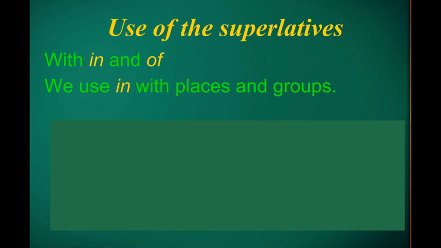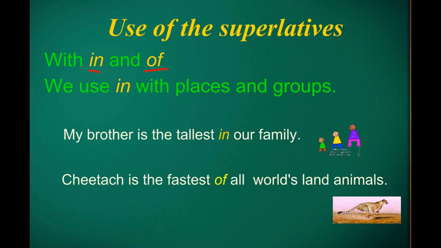Now, how to use the superlatives. Usually we use them with the words "in" and "of". And don't forget, "in" we use when we have places and groups. The examples. My brother is the tallest in our family. So here we have the superlative degree of the word tall, the tallest, and we have the preposition "in" because our family is a group. And another example. Cheetah is the fastest of all world's land animals. So we have the fastest, the superlative degree of the word fast, and the preposition "of", because of all land animals.